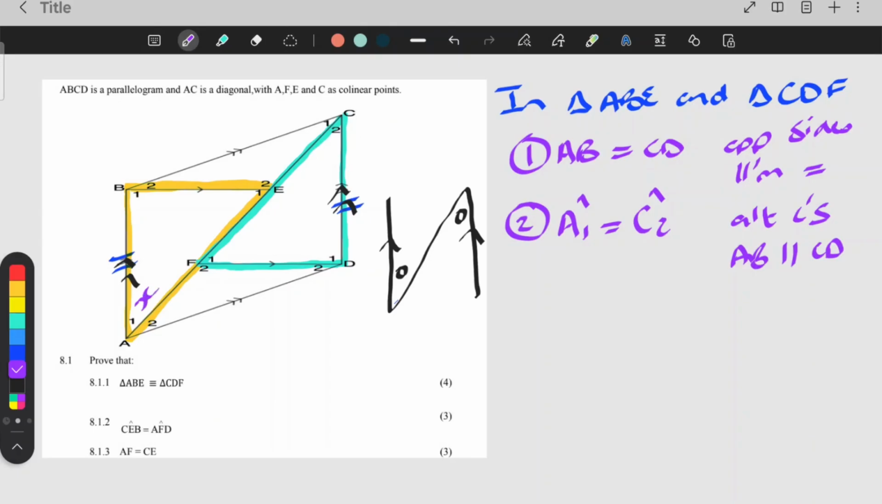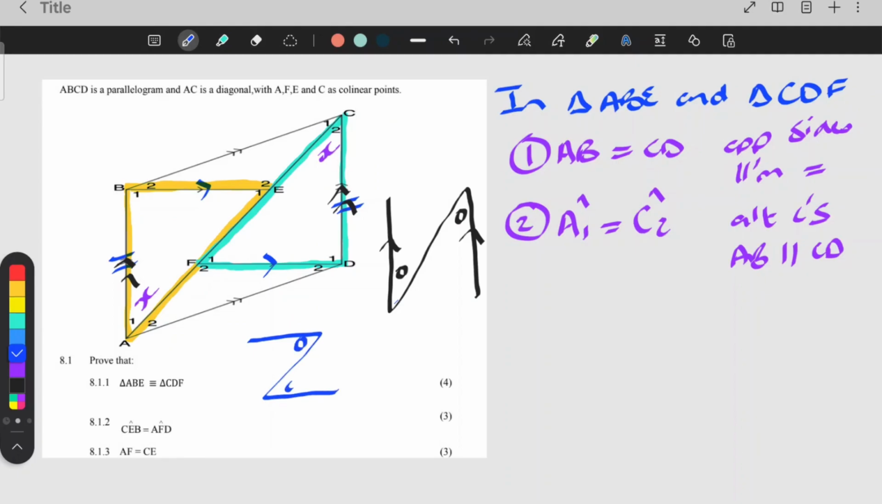So let's make it X. So this is equal to that. Okay, now we need one more thing. It's either a side or an angle. So do you notice here, grade 10s? Here it's given that this line is parallel to this line. Both of them have one arrow. So there I see another Z.